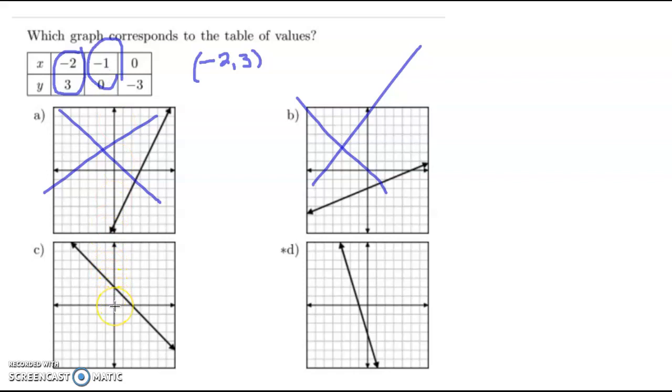Well, I go back to the origin. I go to -1, 0 means I don't go up or down. Well, guess what? It's not on that line at all. That one is going to go ahead and not be a graph.